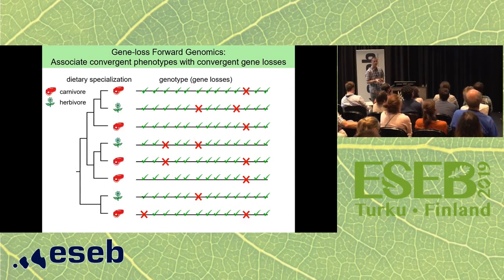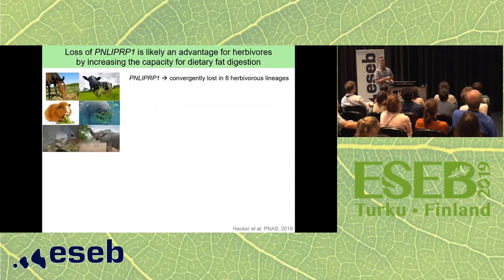And the particular example I would like to highlight is adaptation to a carnivorous or herbivorous diet in mammals. So we systematically screened for genes that are preferentially lost in herbivores, as well as genes that are preferentially lost in carnivores. And we found a number of interesting genes for both of these groups. In the interest of time, I will explain the significance of one of them, which I think is really interesting. And this gene is PNLIP-RP1. And this is convergently lost in 8 independent herbivorous mammalian lineages.